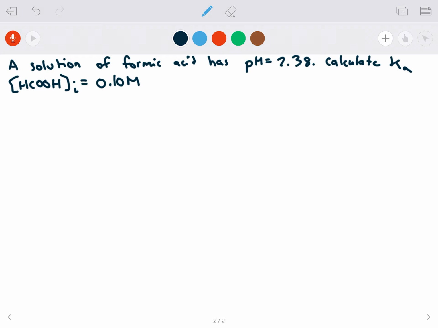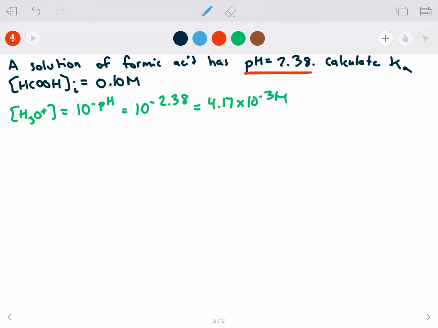So the first thing I'm going to do is note that the pH we're given here is the pH at equilibrium. That's not the initial pH. That's once you form this solution of formic acid, that's the pH of it. So recall that the concentration of H3O plus is equal to 10 to the negative pH. So that's going to be 10 to the negative 2.38, which is going to equal 4.17 times 10 to the minus third molar.